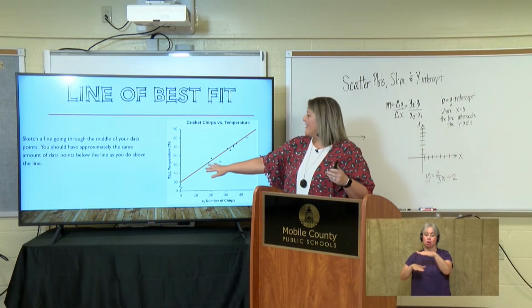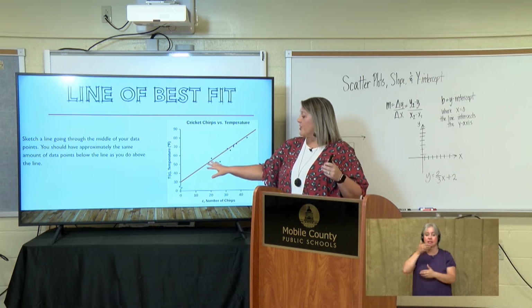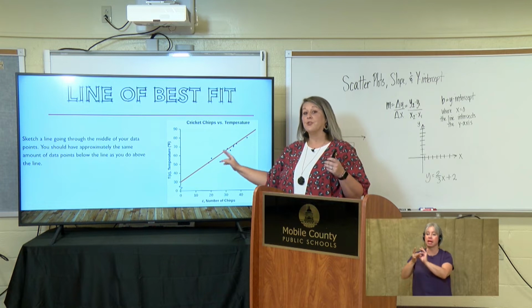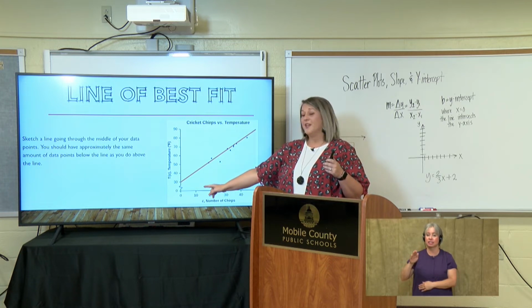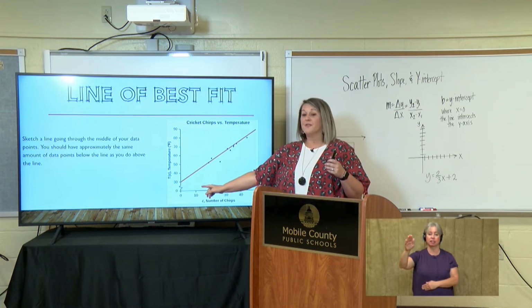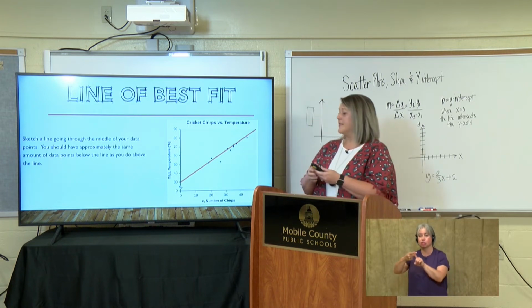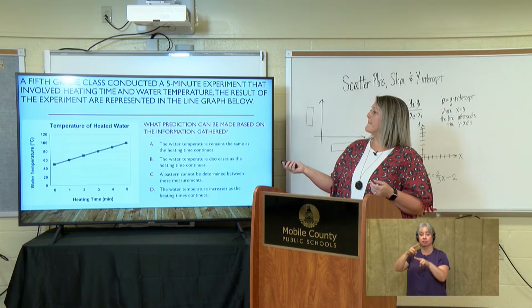So this is the line of best fit for this data here, and we can show that it's a positive association. It's increasing. So we know that we can interpret this by saying that the number of chirps increase as the temperature increases, because it's positive, okay?